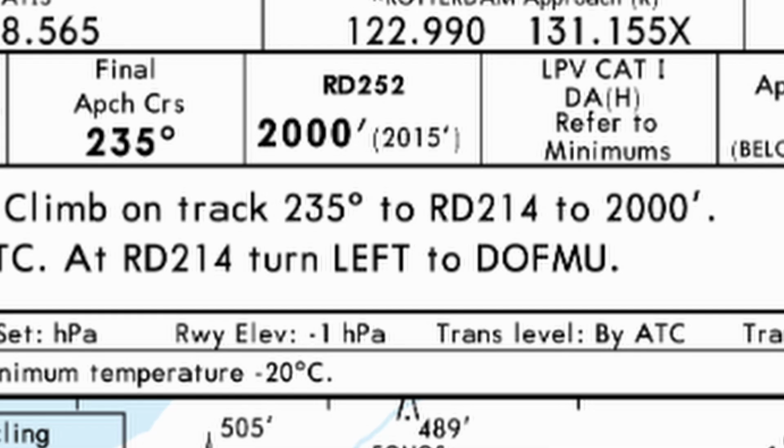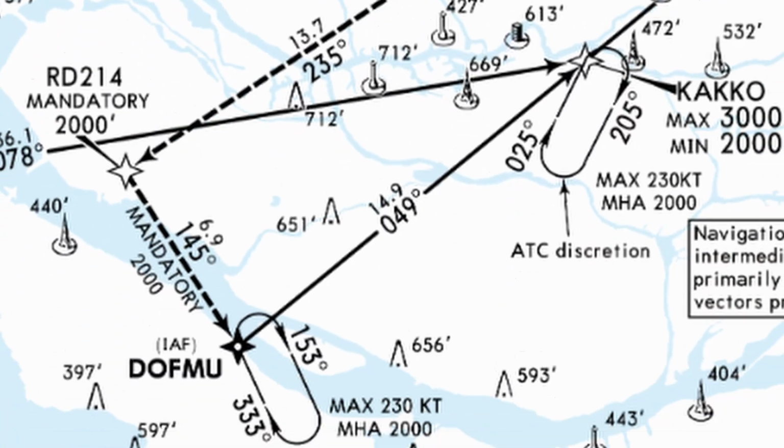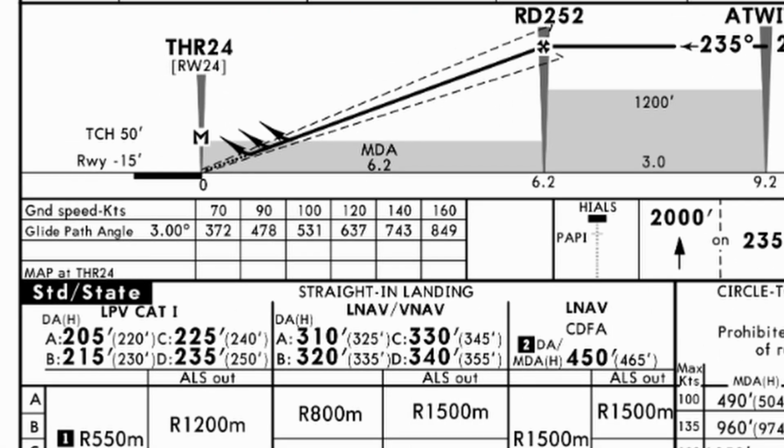And then here we see something which might get your attention. It says LPV Cat 1 DA, decision altitude, refer to the minimums. And those minimums are described on the bottom of the chart. So if we go down, we can see this part. And this part describes a lot of information.